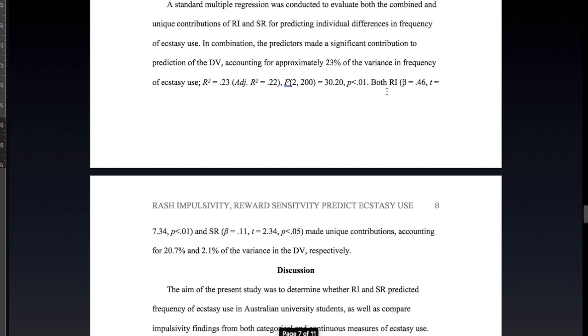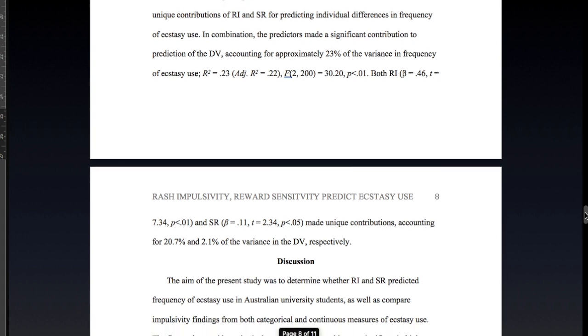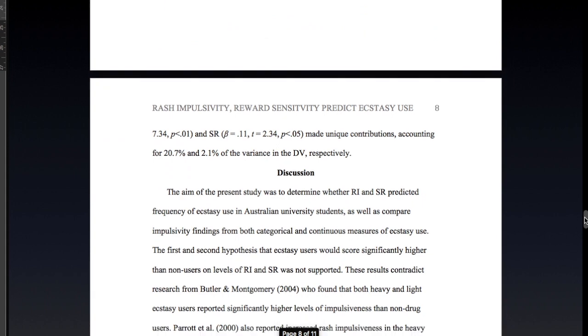And then I give the beta value for both. RI and SR made unique contributions, accounting for 20.7% and 2.1% of the variance in the DV. So obviously rash impulsivity was much better at predicting the frequency of use than sensitivity to reward, but they were both significant, but sensitivity to reward didn't make that much of a difference.